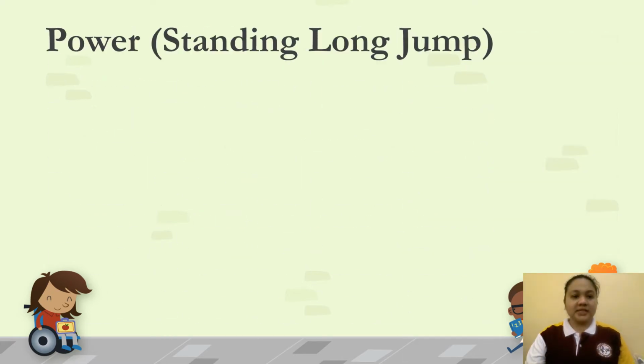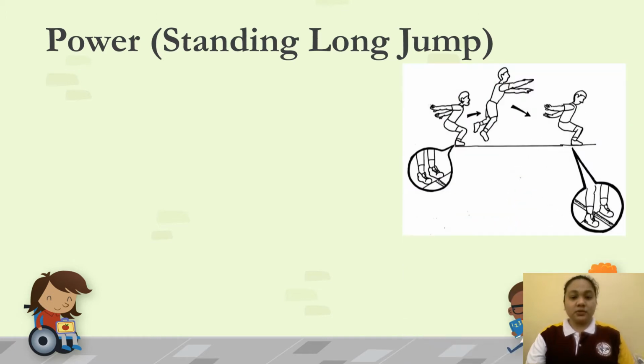Okay, next is power. Power is defined as the ability of the muscle to transfer energy and release maximum force at a fast rate. Here, we do the standing long jump, which measures the explosive strength and power of the leg muscles. So this is how we do the standing long jump.